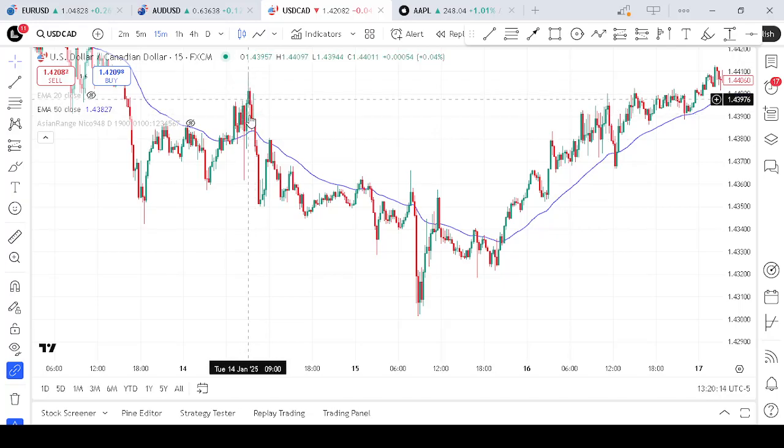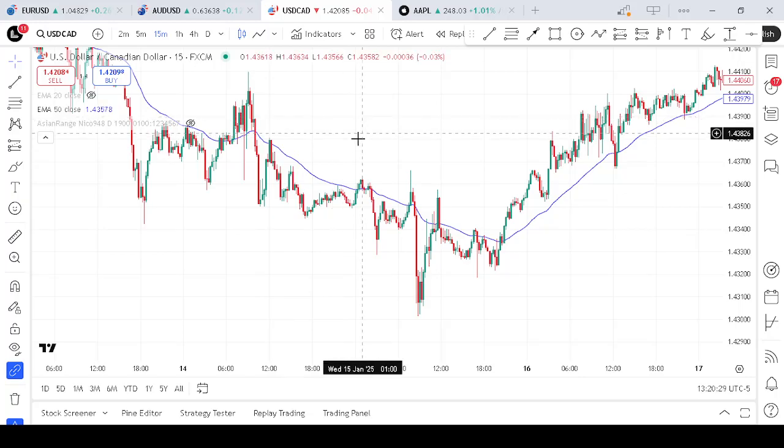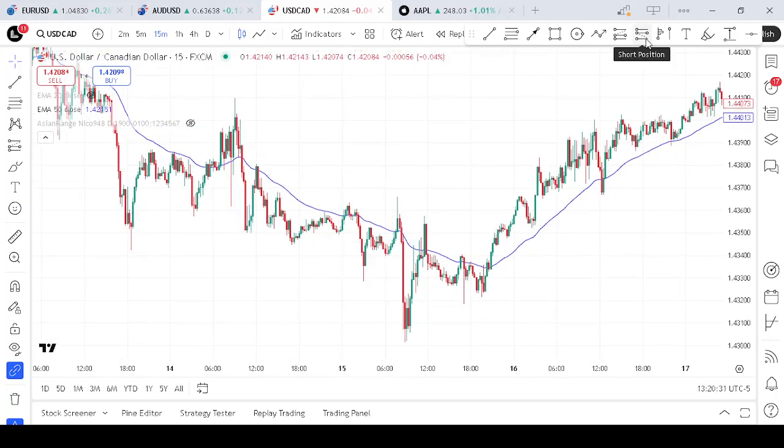So these are the rejections. Price has come back down, and we look for price to close below it. This is an example of price closing below this level, the 20 EMA. How do we enter this trade? We enter the trade by taking our stop loss and putting it at the closed candle.